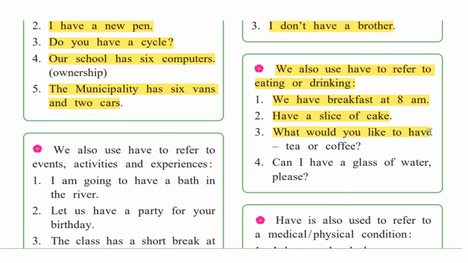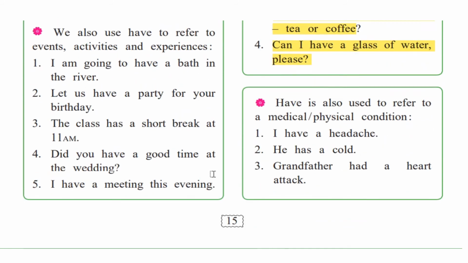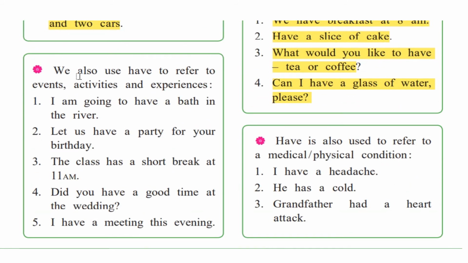What would you like to have? Tea or coffee? So here is someone giving a suggestion, asking whether they would like to have tea or coffee. Can I have a glass of water, please? So here there is a request, asking for something. So is asking for permission to have a glass of water. Let's see some more examples of the use of have.